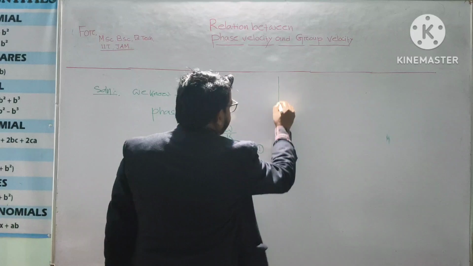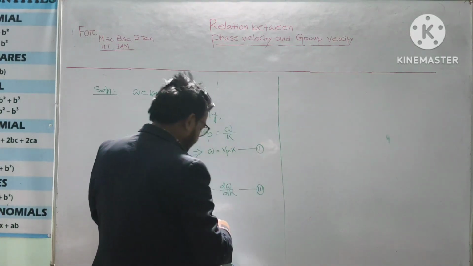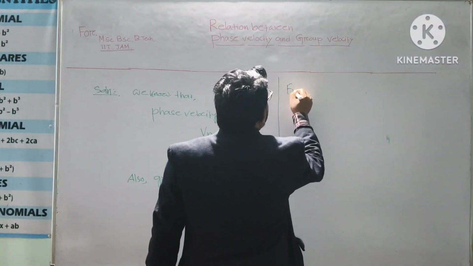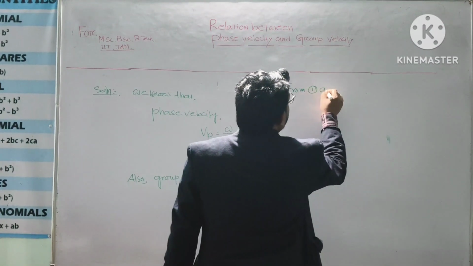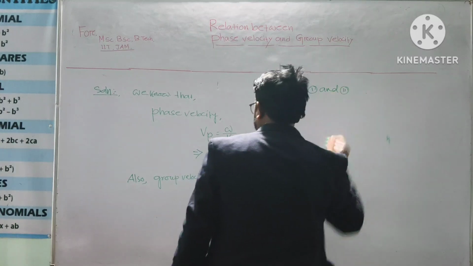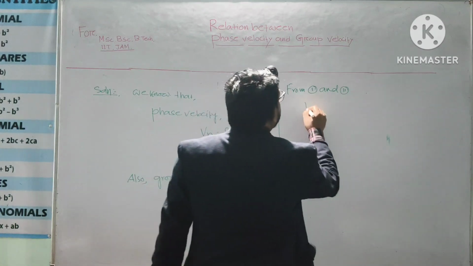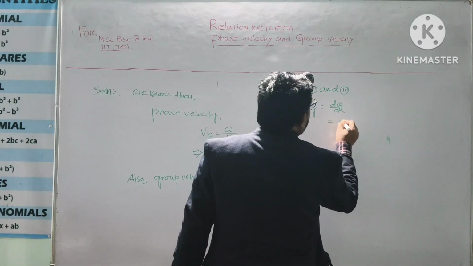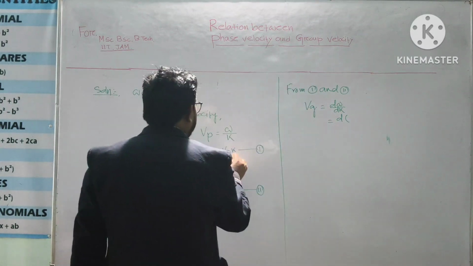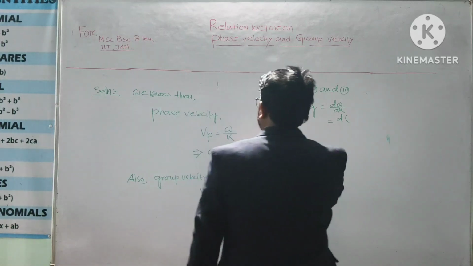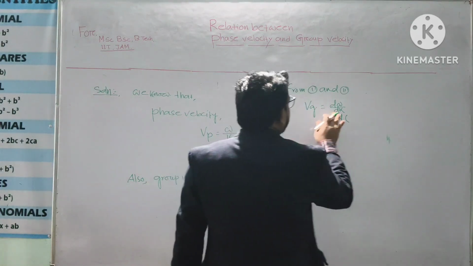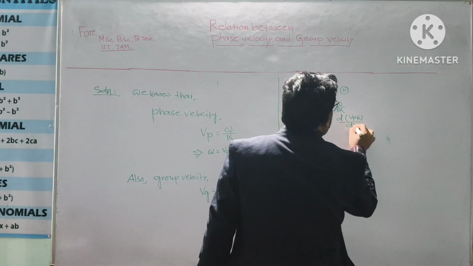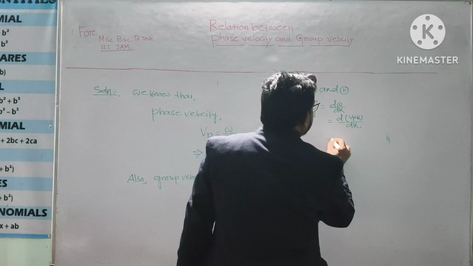Now, from 1 and 2, Vg equals d omega divided by dk, and the value of omega is Vp into k. So we can put the value of omega in this equation: d of Vp into k divided by dk. Okay.